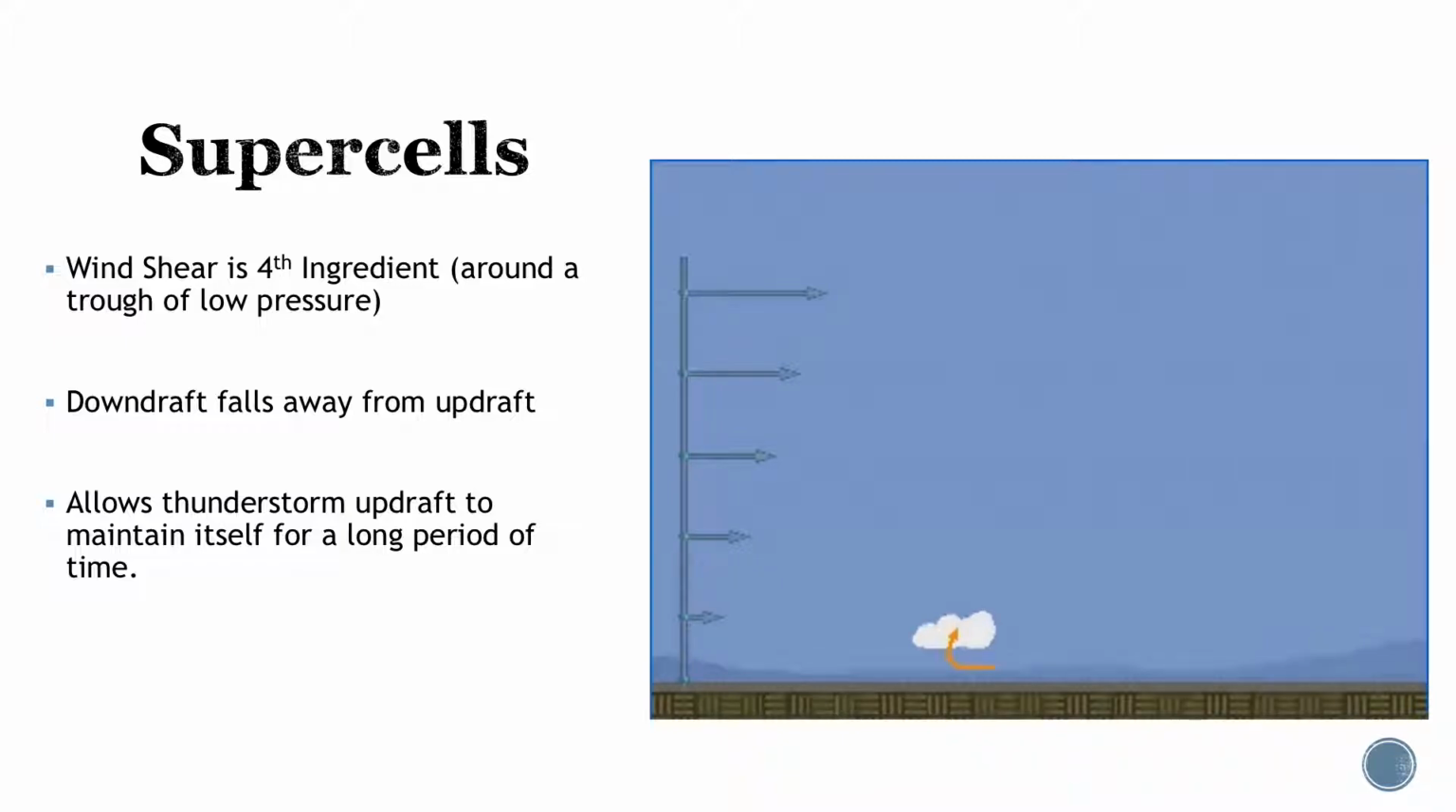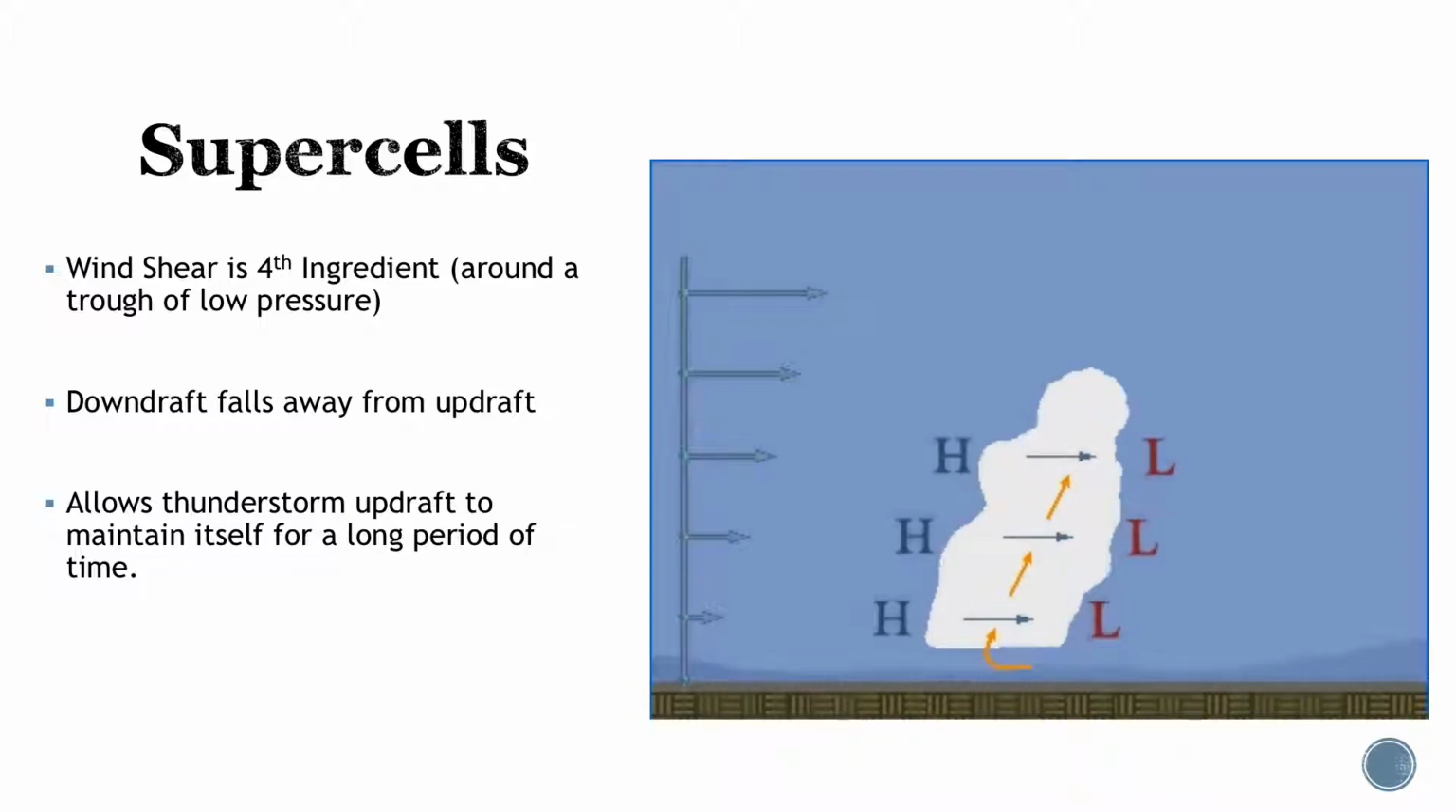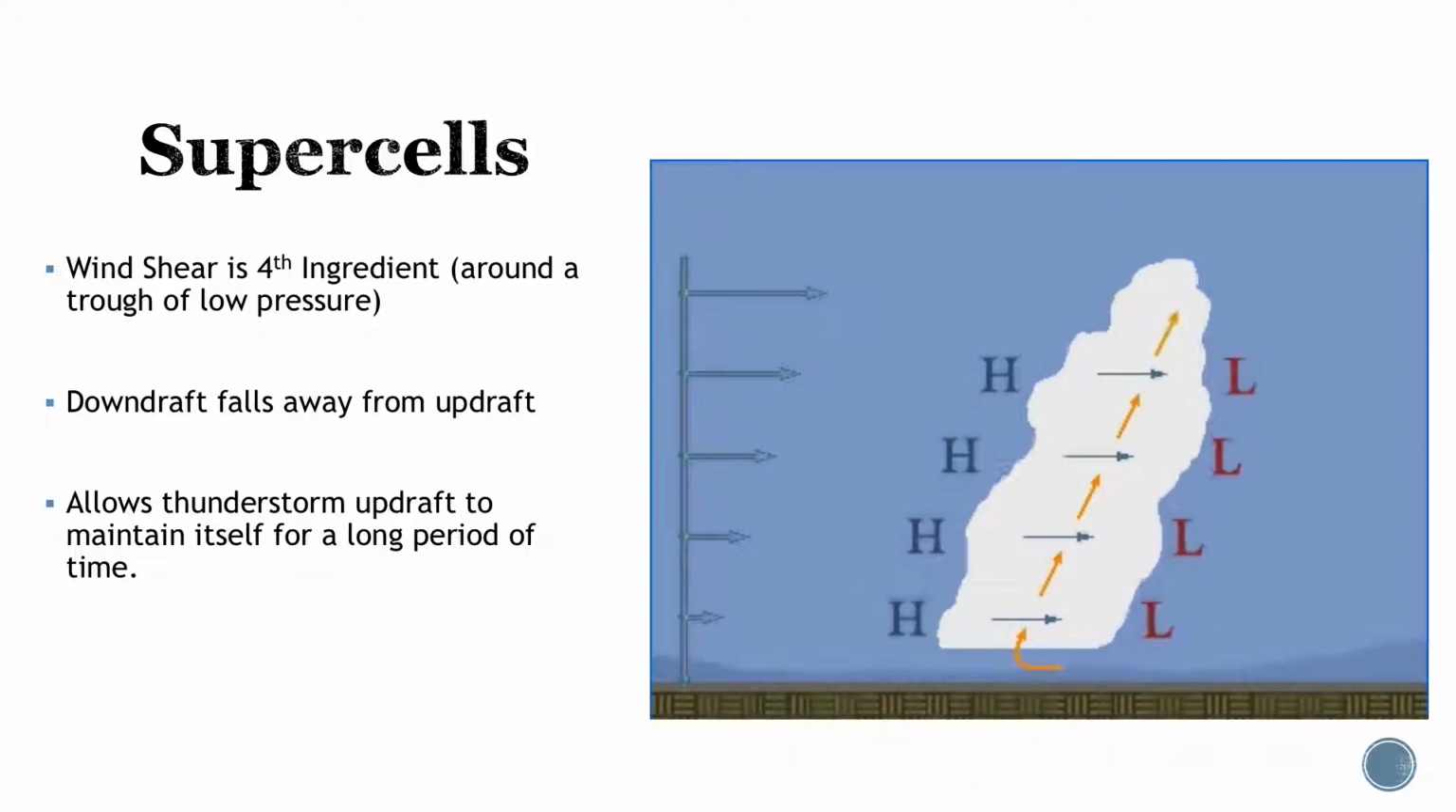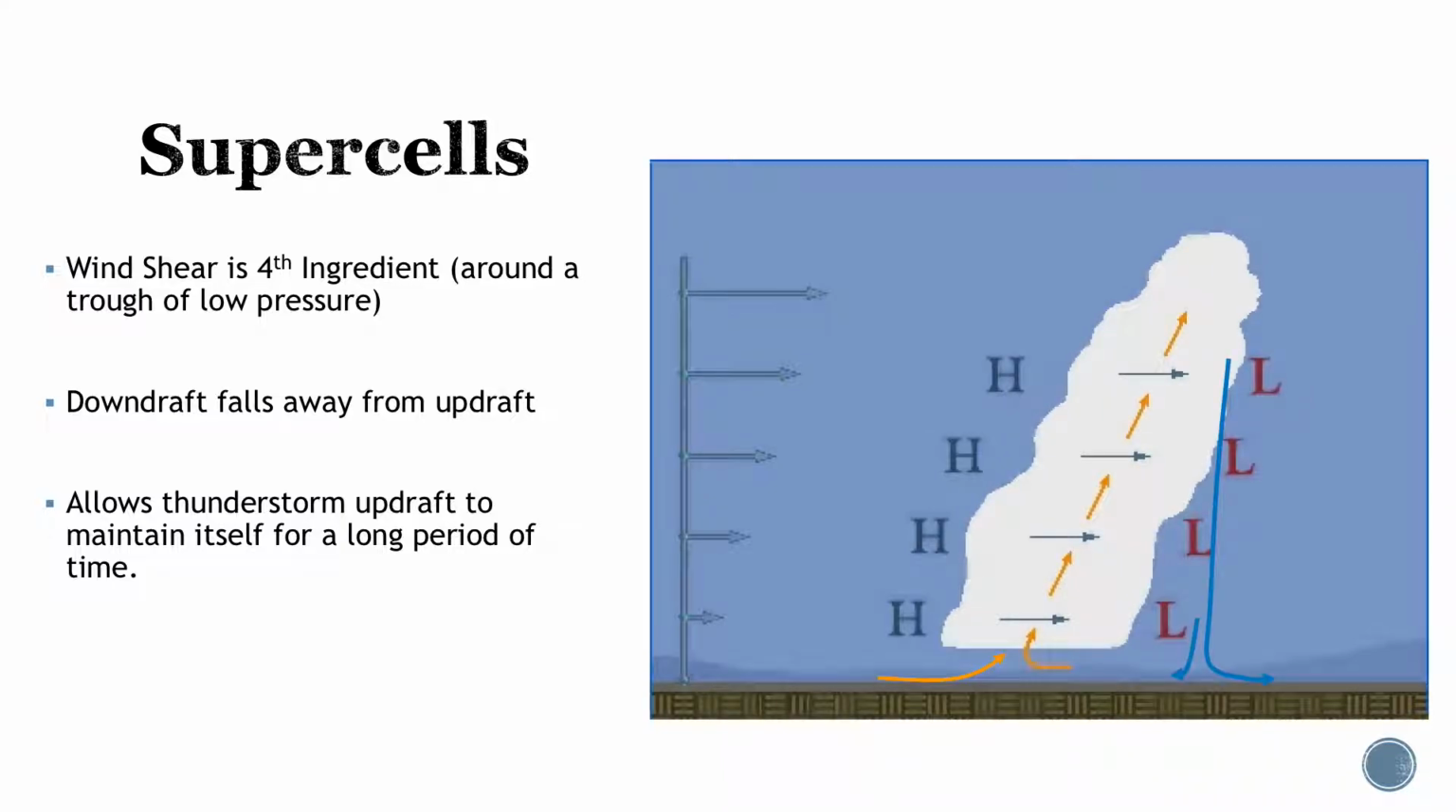The big thunderstorms, the ones that produce the tornadoes, the large hail, the damaging winds, those are called supercells. And so we need a fourth ingredient for these supercells to form, and that's called wind shear. And basically you can see that here with these arrows. The wind is light at the surface and a lot stronger up in the atmosphere.